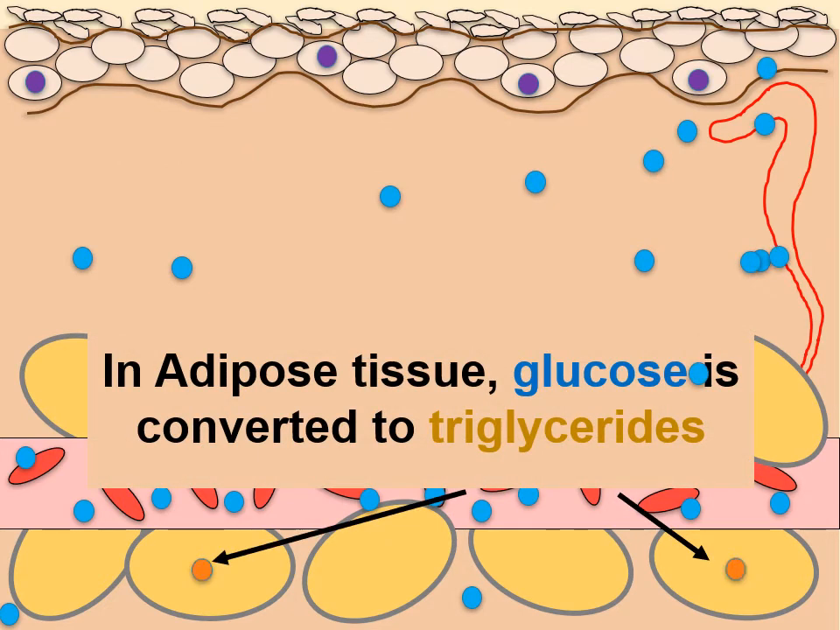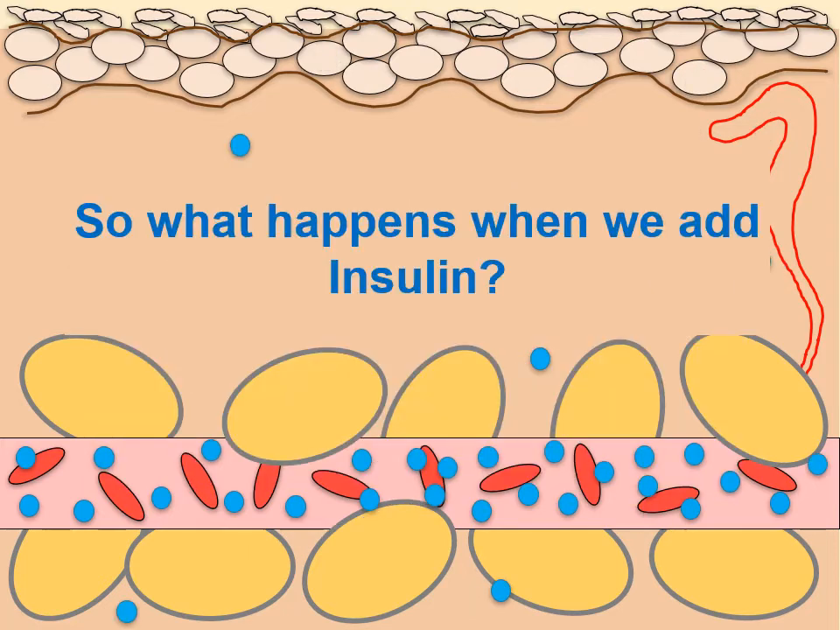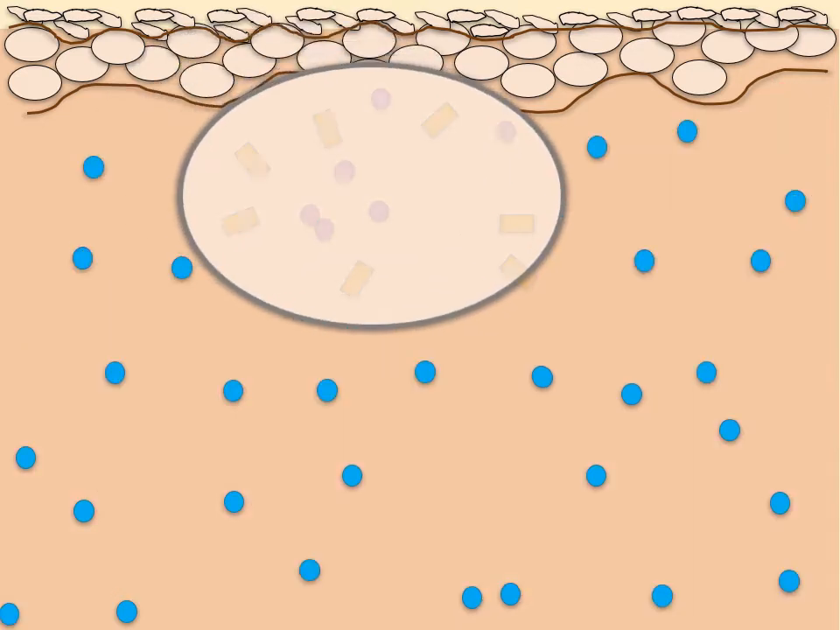In the adipose tissue, the glucose is also converted, but instead of being converted to glucose 6-phosphate, it's converted to triglycerides. So what is insulin? What happens when insulin is introduced in the system, either from your pancreas or from an external injection? Let's zoom in on a cell.